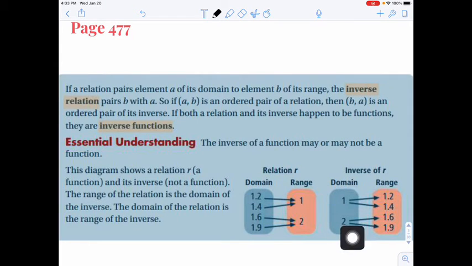When we look at the inverse, we switch the domain and range, so 1 and 2 become our domain, 1.2, 1.4, 1.6, and 1.9 become our range, and now we have 1 goes to 1.2, 1 goes to 1.4, 2 goes to 1.6, and 2 goes to 1.9. Since we have at least one element of the domain that goes to more than one element of the range, the inverse of R is not a function.